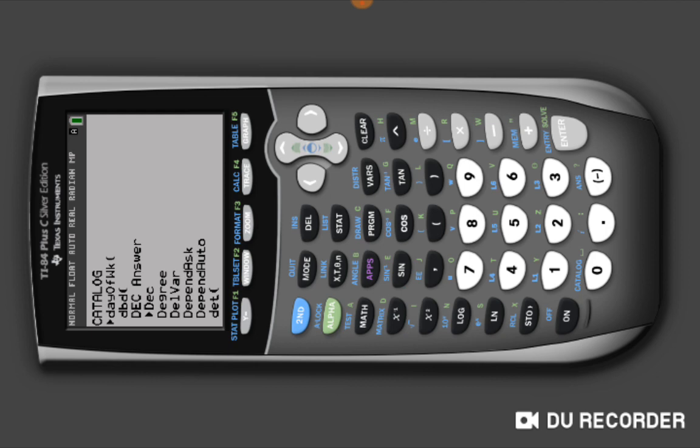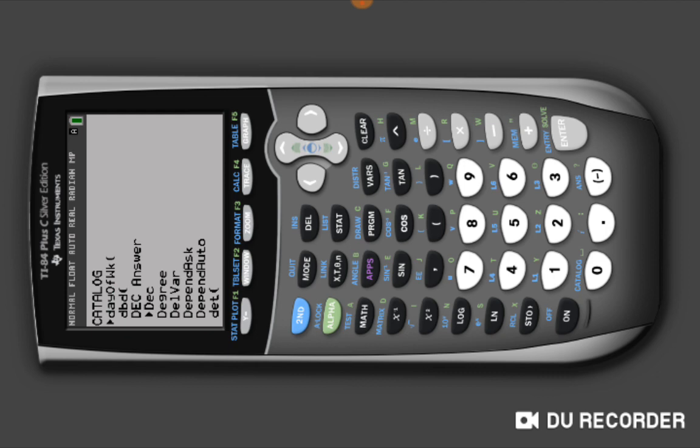That way you don't have to page all the way down to the D's. All of these green alpha buttons, it'll take you to any letter in the list that you want. So if you're trying to figure out where something is on the calculator and you can't find it, this is where you can go to find it.